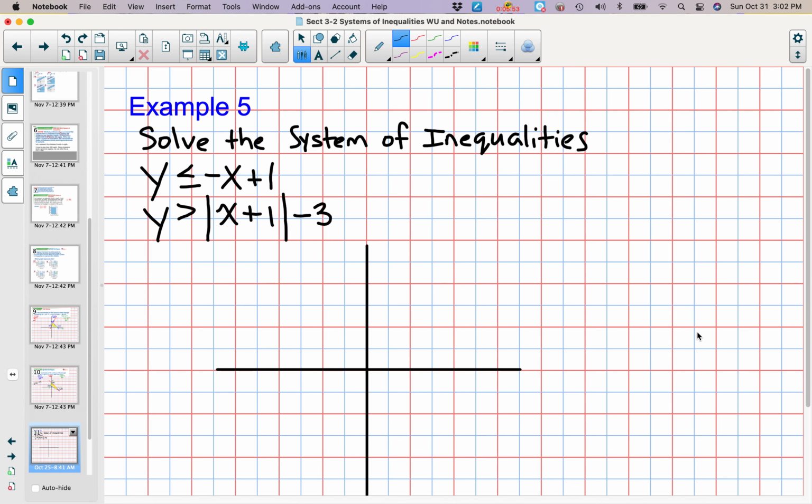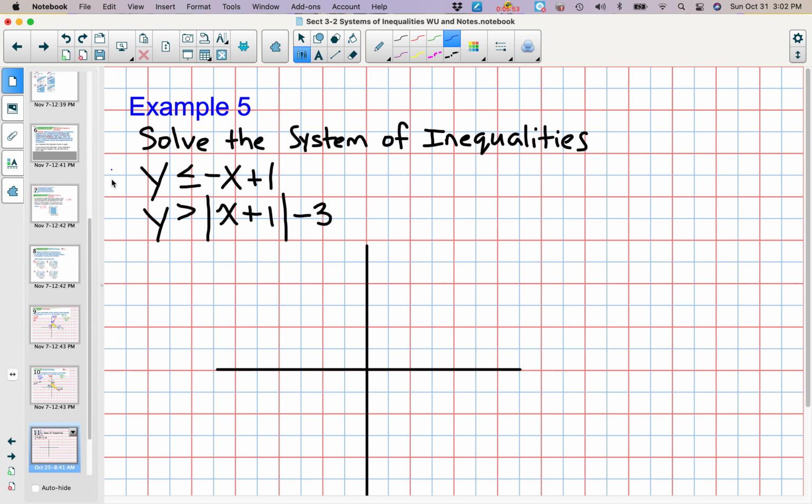Well, this one looks different. It is a system of inequalities, but notice they're not lines. The first one is, but my second one is an absolute value inequality. So we're going to solve this system of inequalities. We're not finding the corners or vertices on this.